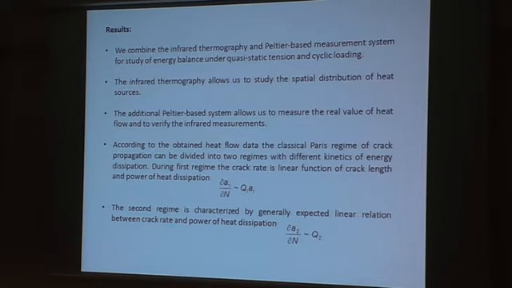Summing up all that has been said, I can say that we combine infrared thermography and a Peltier-based measurement system to study energy balance under quasi-static tension. The infrared thermography allows us to study the spatial distribution of heat sources. The additional Peltier-based system allows us to measure the real value of heat flow. Accordingly, from the obtained data, we can take the value of dissipated and stored energy under a quasi-static test, and we have very interesting and, up to now, unexplained results with fatigue crack propagation. Thank you very much for your attention.